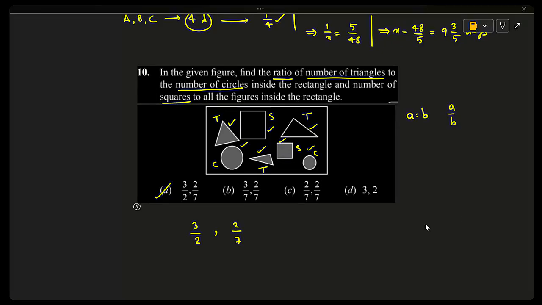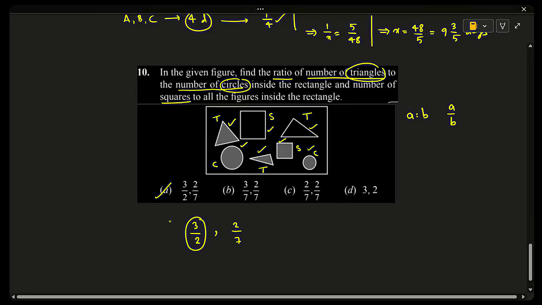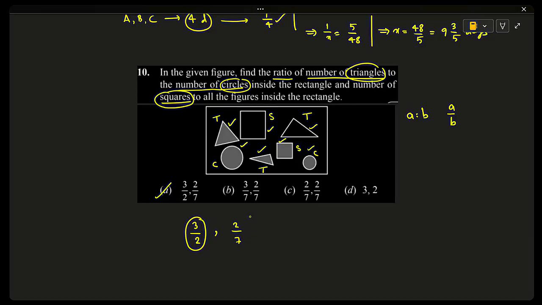Saurish, what is your doubt? Sir, for the 10th question I didn't understand. So first ratio, they're asking the ratio of triangles to the number of circles. So Saurish, how many triangles are there? 3. And how many circles are there? 2. So it is 3 by 2. And the next is the number of squares. How many squares are there? 2. And total figures, it is all the figures, so it should be 7. 2 by 7, right? Yes, sir.